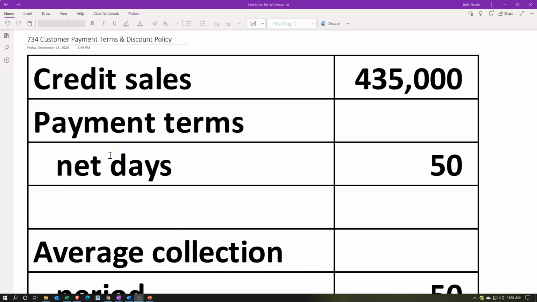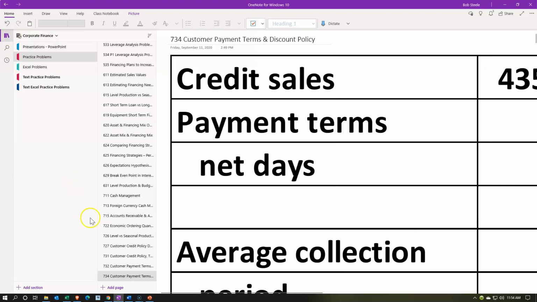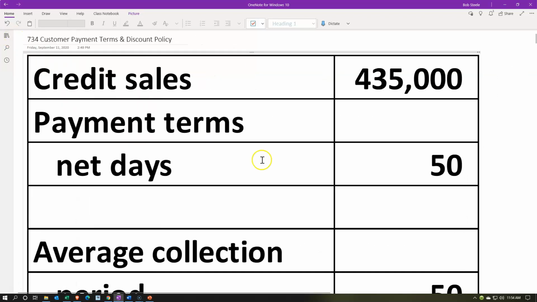Here we are in OneNote. If you would like to follow along in OneNote, you're not required to, but if you have access to it and would like to, we are in the 734 Customer Payment Terms and Discount Policy tab in the Practice Problems section. Closing this back out, we're going to have our information up top.